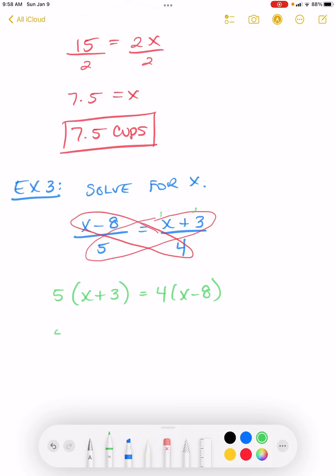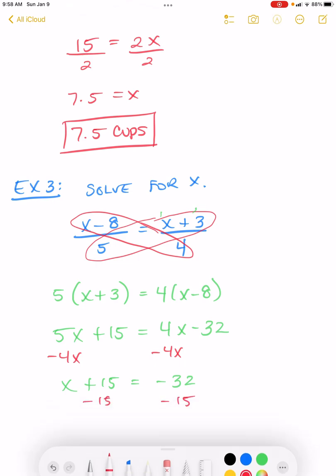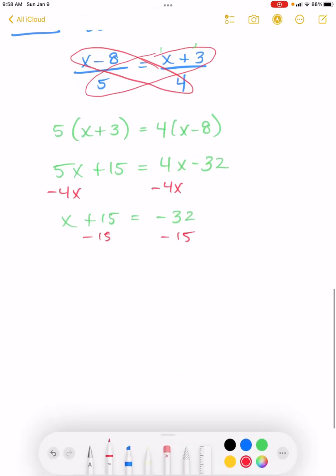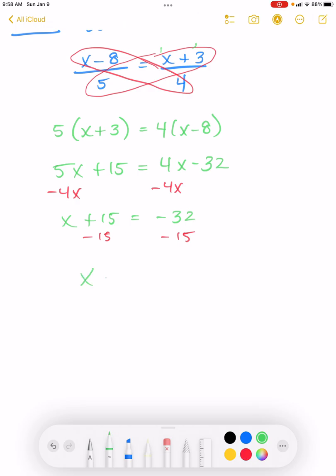So let's go ahead and distribute. 5x plus 15 equals 4x minus 32. I'm going to subtract 4x from both sides and get x plus 15 equals negative 32. And then our last step here, we'll subtract 15 from both sides. And what we're going to get is x equals negative 47. All right, so there's just a couple of examples using ratio and proportions.